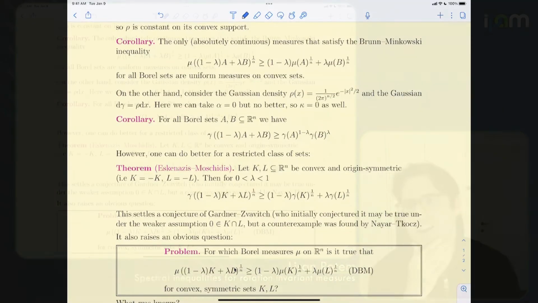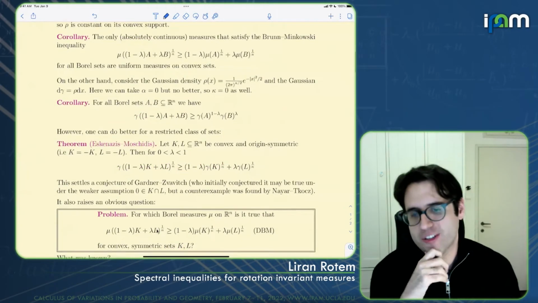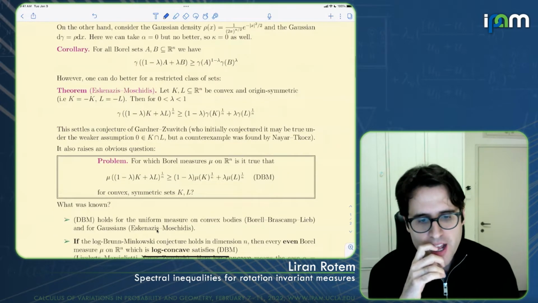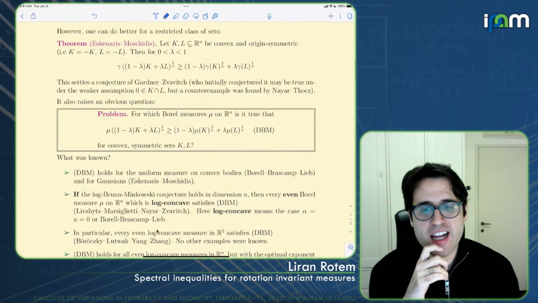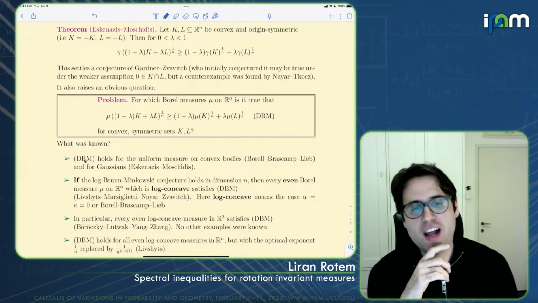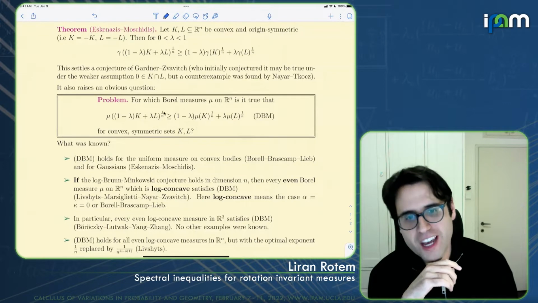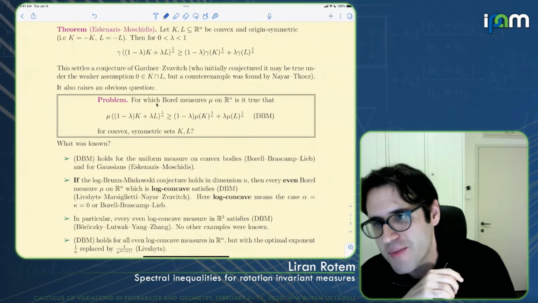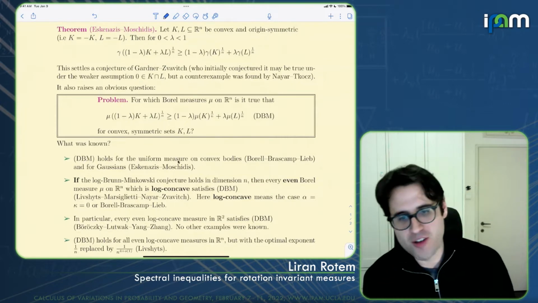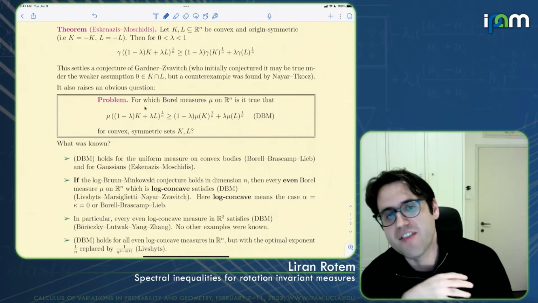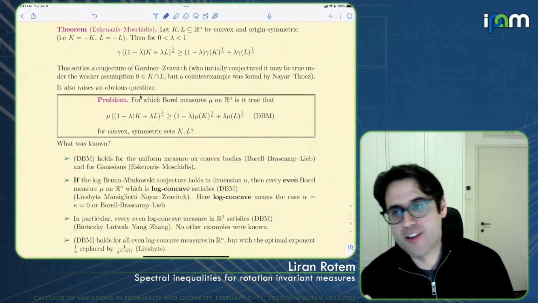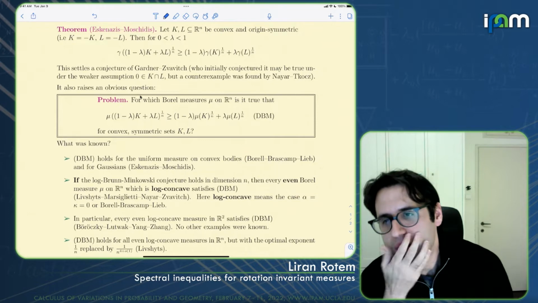Let me say a little bit about what was known about this question, and the answer is not a lot. So I will call this conjecture, I will call this inequality DBM for dimensional Brunn-Minkowski. But it's Brunn-Minkowski where the exponent is exactly 1 over the dimension. So this obviously holds for uniform measures of convex sets. We just said it, even without the convexity assumption. And we just said it holds for Gaussians. Okay.